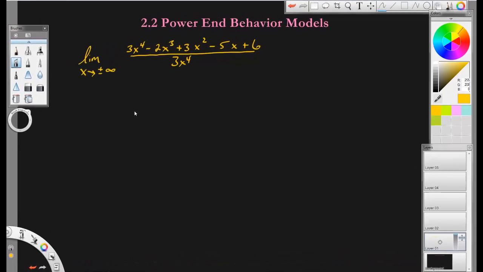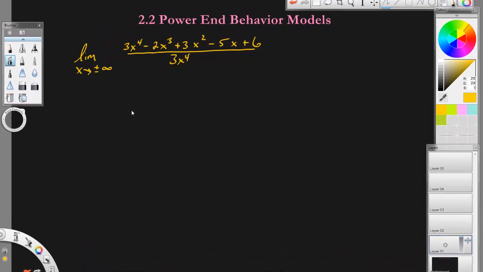Hello, we're going to talk about power and behavior models. Looking at this thing right here, and looking at it when it approaches, as the limit approaches infinity or negative infinity. The reason I picked this one is it's nicely laid out to show you and remind you of a few rules.